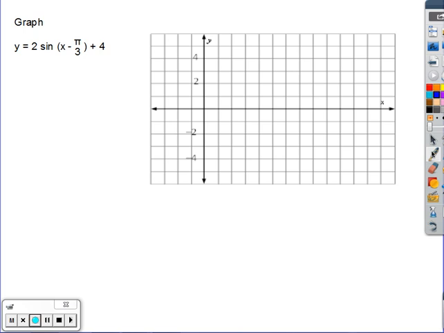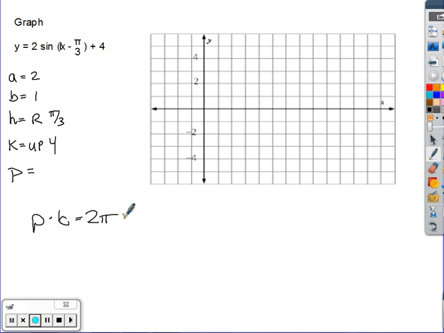So the first step is always going to be to label all of your transformations. So A is 2. B in this case is the number in front of the x, which is 1. H is right pi over 3. And our K is up 4. Now, to find the period, remember we use the equation P times B equals 2 pi. In this case my B is 1, so my period ends up being just 2 pi.